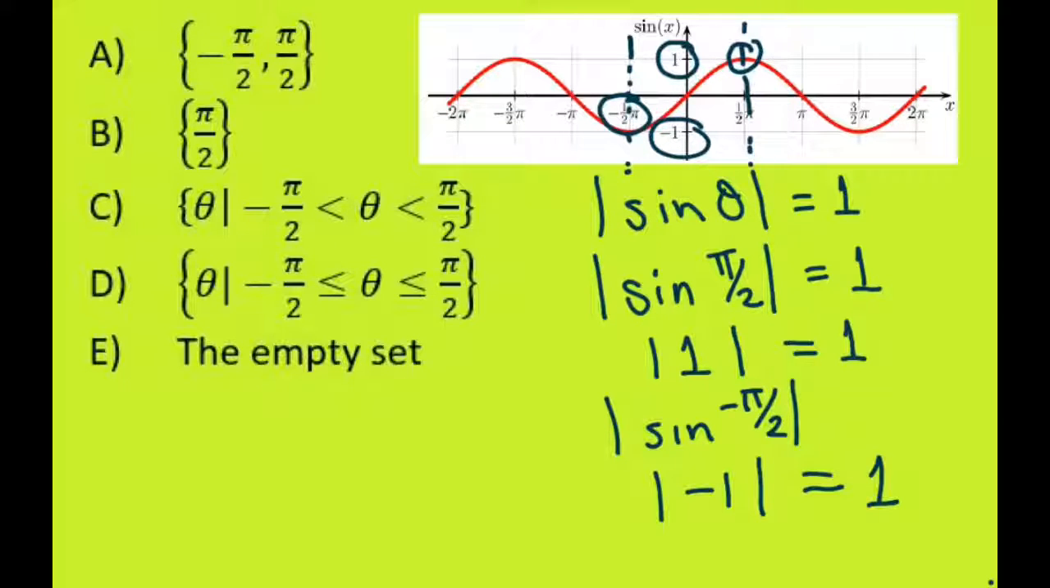There are no other values on the graph where sine equals 1 or negative 1, and it doesn't go higher than 1. So the absolute value of sine theta actually equals 1 at those two values, and that answer would be A.